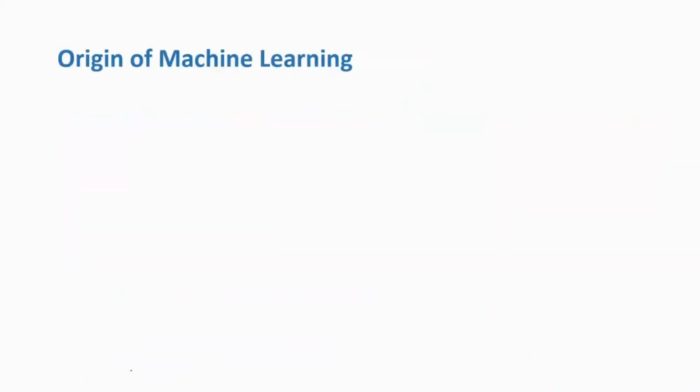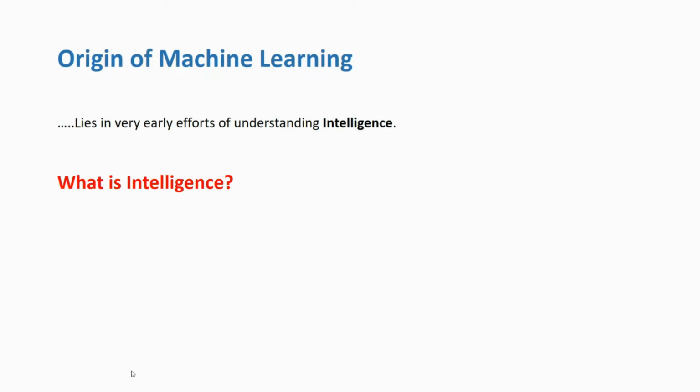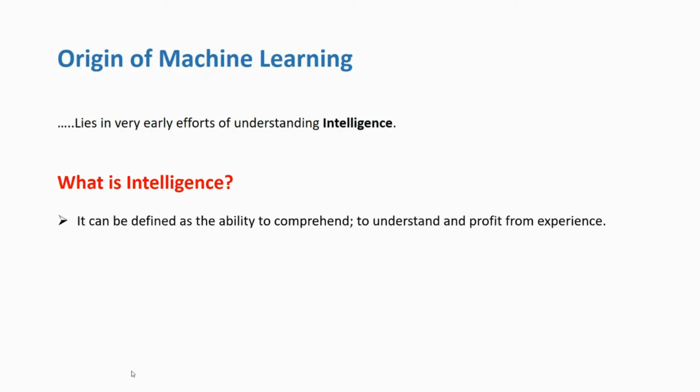Now, what is the origin of machine learning? It lies in very early efforts of understanding intelligence. Then what is intelligence? Someone will ask you, what is intelligence? All the definitions that I am giving here are theoretical definitions. Intelligence can be defined as the ability to comprehend, to understand, and profit from experience. So for machine intelligence, when we talk about machine learning: the ability to comprehend, to understand, and profit from experience.